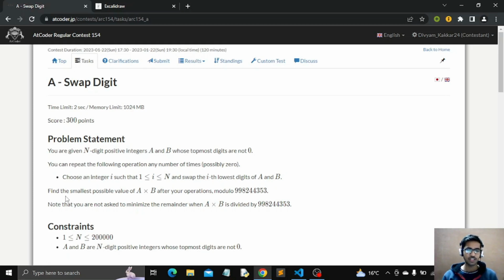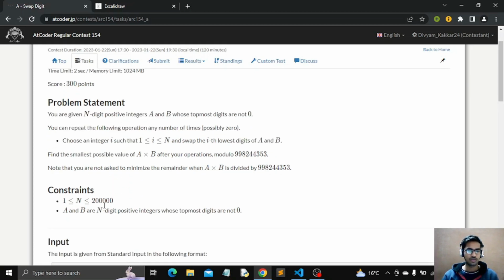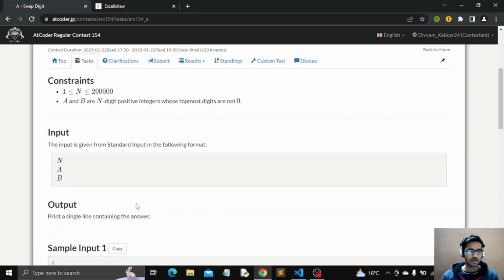Our task is to find the smallest value of the product of a times b after performing the operations, modulo this number. So this was the problem statement. In the input we'll be given n, which is the number of digits, and then in the next two lines we'll be given integer a and integer b. Our output would be the minimum product of the two integers after performing the operations a few times.